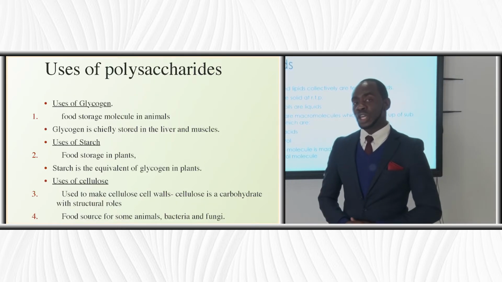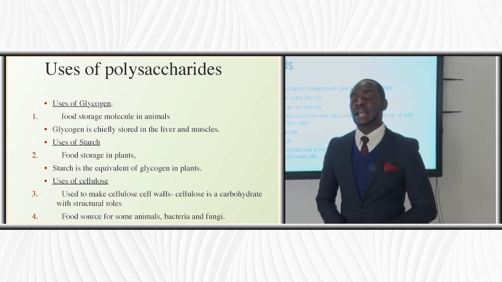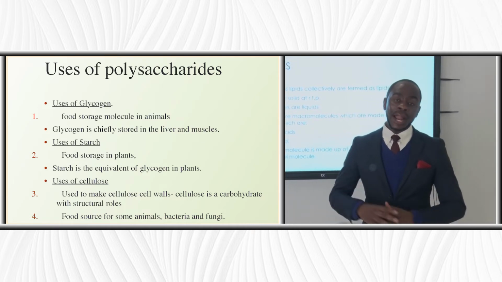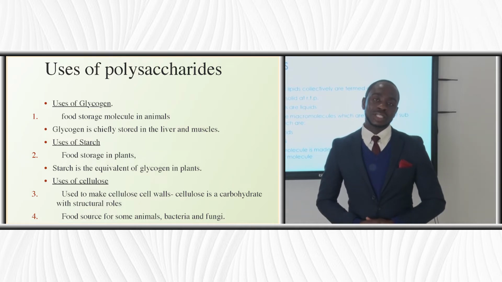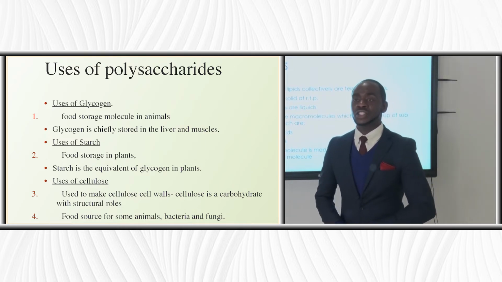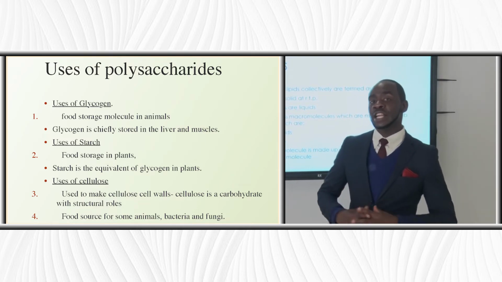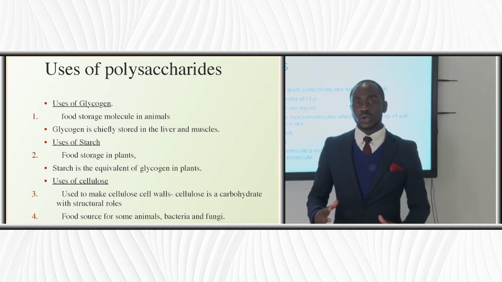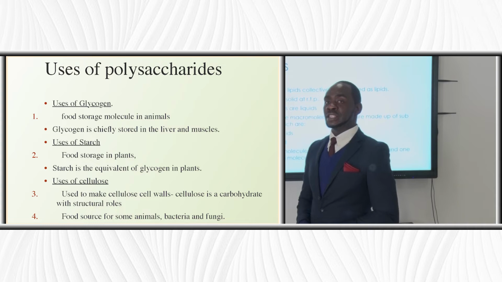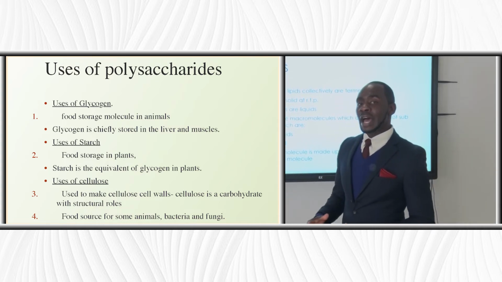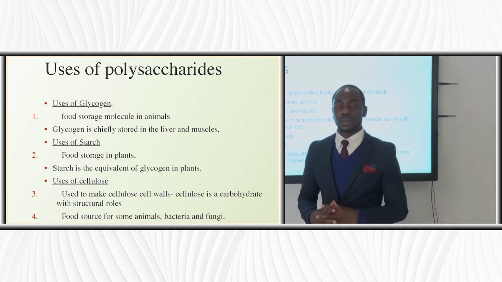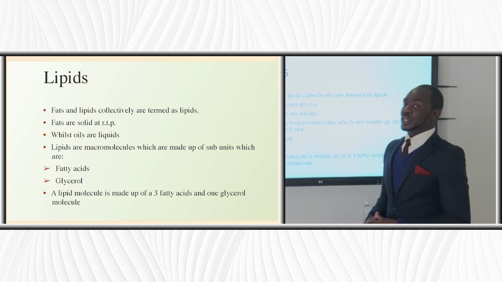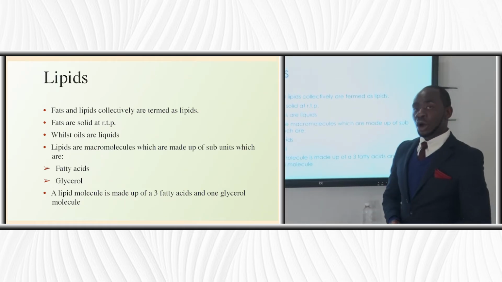We started by looking at glycogen, and we stated that the function of glycogen is an energy reserve in animals. And we looked at starch, and we stated that starch is the energy reserve which is equivalent to glycogen in plants. After that, we moved on to look at the functions of cellulose as a polysaccharide. We say that cellulose is used to make cell walls in plants. After that, we began looking at lipids.